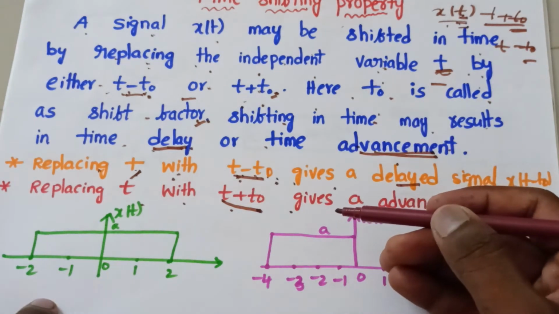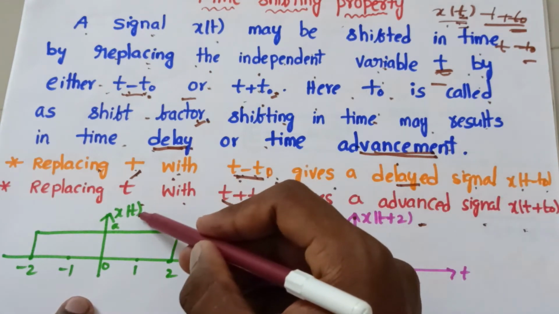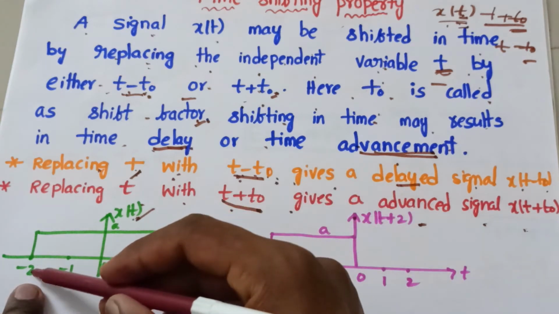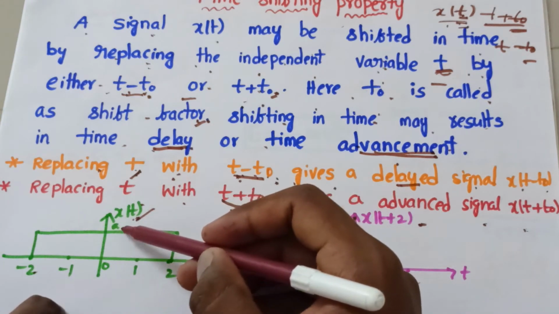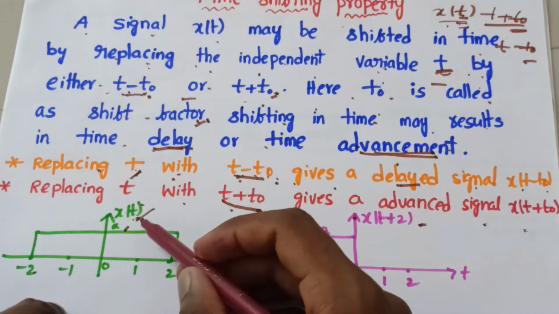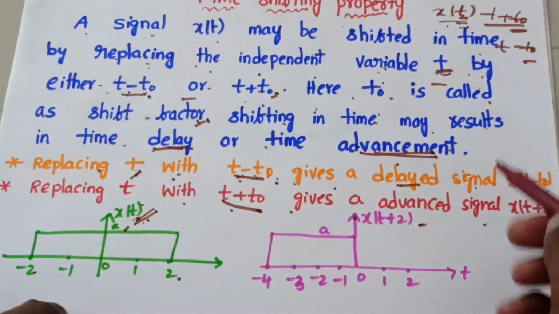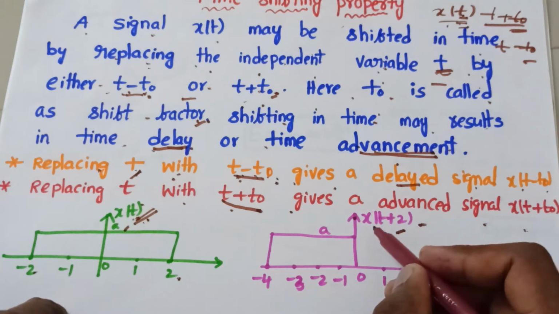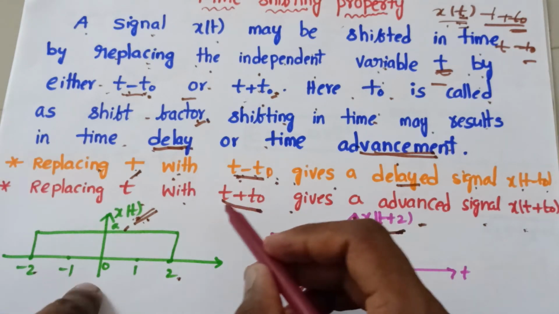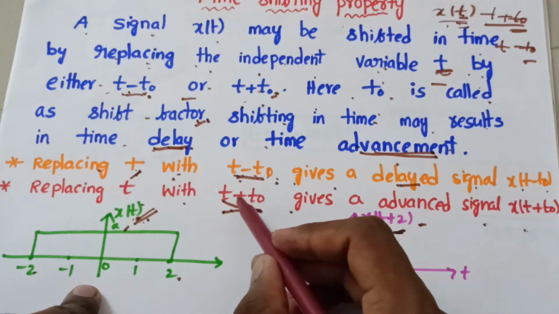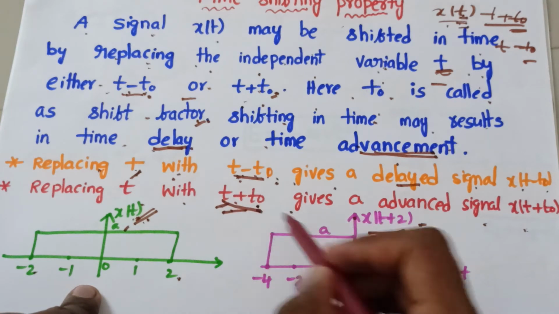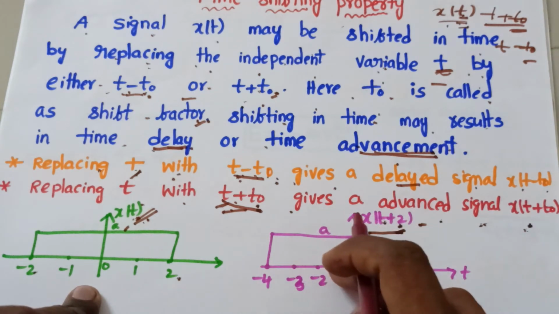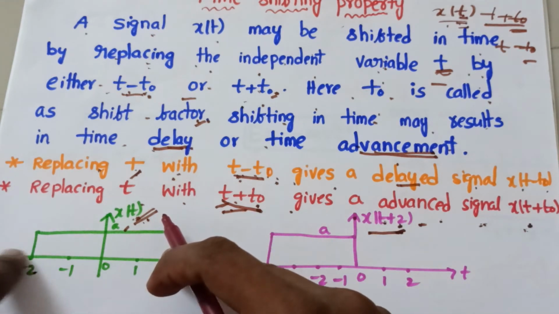Let's see an example for the time shifting operation. First, let's consider the x of t signal, which is from -2 to +2 and the amplitude is A. Now I want to shift this x of t signal with shifting factor +2, that is the signal x of t plus 2. We know whenever the shifting factor is added with the time, that is t plus t naught, then advanced shifting is done. Advanced means it moves to the left side.